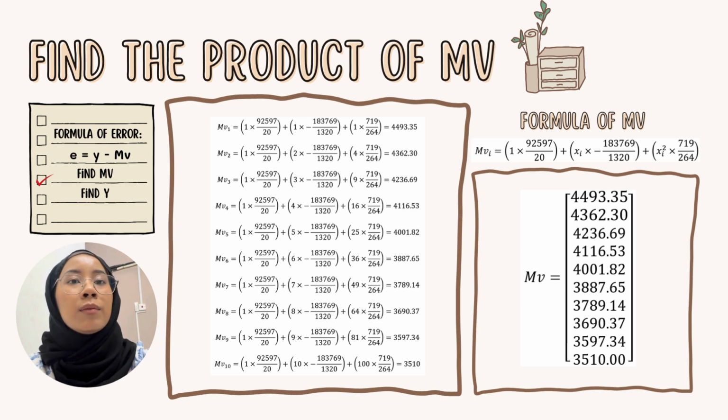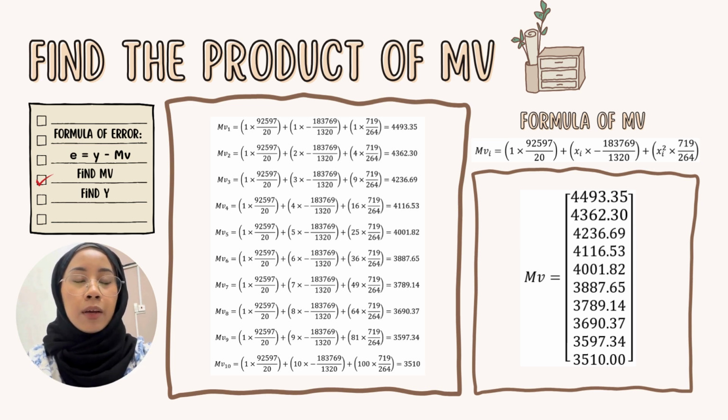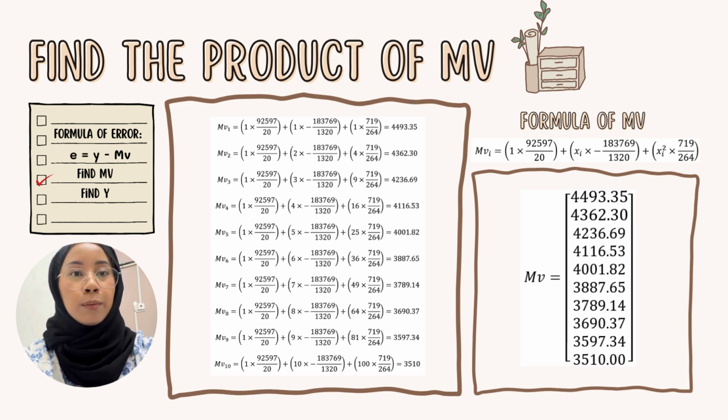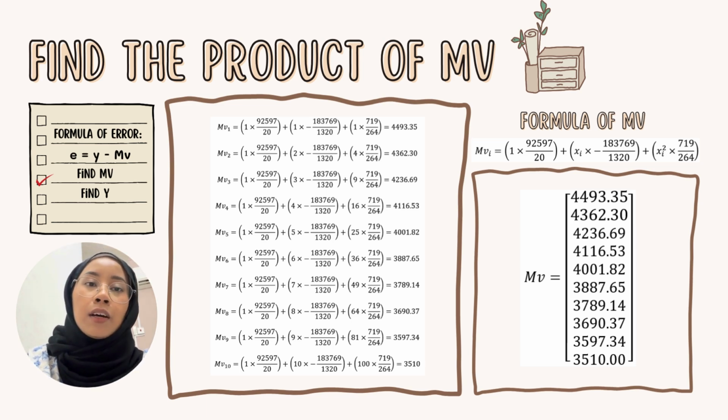We use the quadratic model in vector form and compute mv using this formula shown here on the right. It includes the constant term, the linear term, and also the squared linear term. Each value of MV is calculated by plugging in the respective xi values from 1 to 10. As a result, we obtain a column vector containing 10 values of MV, which represent the predicted number of early childhood death based on our fitted quadratic model. This completes the second step in our process. Next, we'll compare these predicted values with the actual data to compute the error vector.